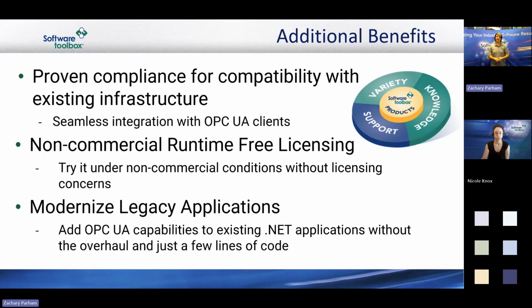So, a little more about those benefits. That proven OPC compliance gives you compatibility with existing infrastructure and seamless integration with existing OPC UA clients and certainty of your software's quality and reliability. Non-commercial runtime-free licensing is available, allowing you to try the toolkit under non-commercial conditions without any licensing concerns. The toolkit also allows you to modernize legacy applications by adding OPC UA capabilities to existing .NET Core and .NET Framework applications without having to do any overhaul and just adding a couple of lines of code.